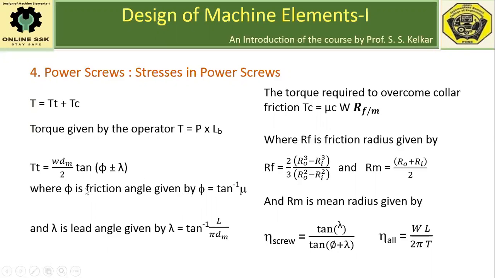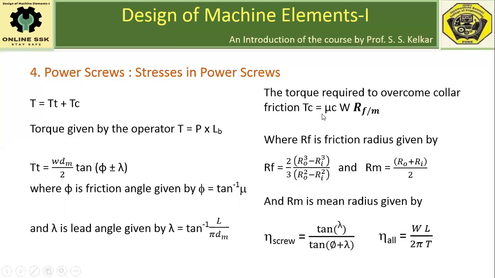As we know, for the case of Acme threads, that means trapezoidal threads, we have to take phi as equal to tan inverse of mu dash, where mu dash is equal to mu upon cos of theta. For Acme threads, theta is equal to 14.5 degrees. For ISO metric trapezoidal threads, theta will be equal to 15 degrees. Lambda is the lead angle and it is given by tan inverse of L upon pi dm. L is the lead, which is equal to the number of starts multiplied by the pitch. dm is the mean diameter of the screw.